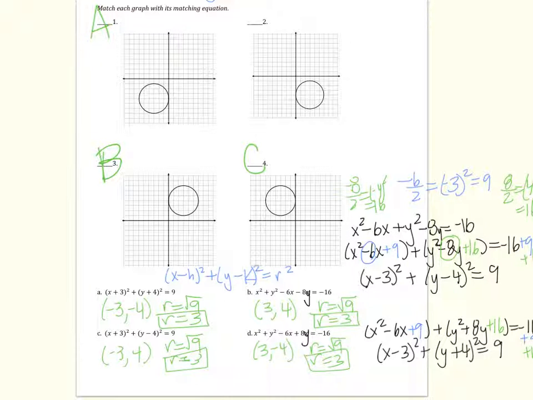And without looking, I know this guy over here is D, but let's just check. This is 3, negative 4, so to the right and down. To the right and down, it's right there. So this one's going to be the letter D. So that's your first page review of circles.